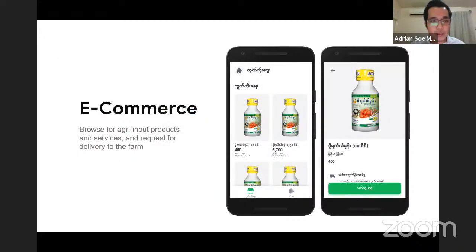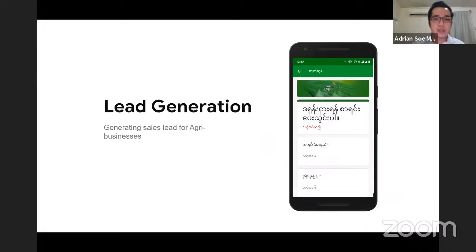We have also included e-commerce capability where we help sell our partners' products on our platform. And we do the last mile delivery services to smallholders. And then, of course, we do lead generation, where we help collect the necessary data that our clients need to better understand their customer base.